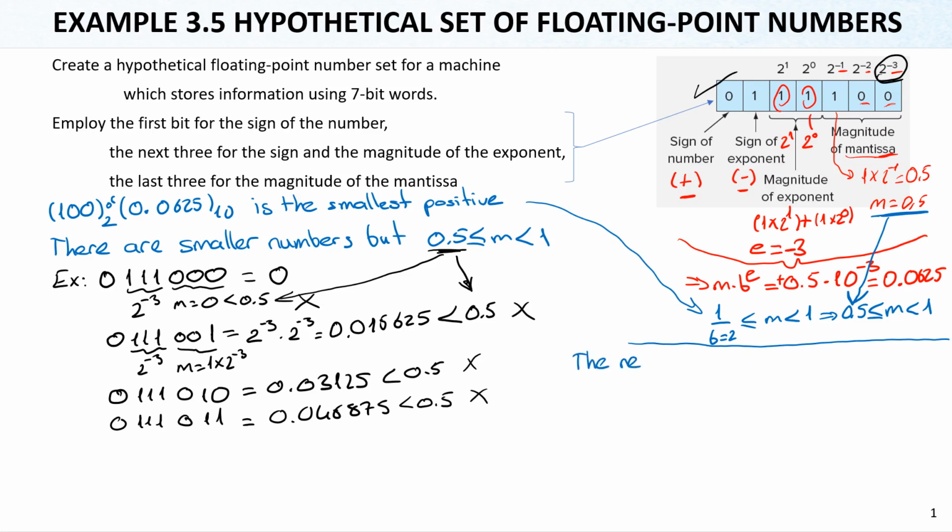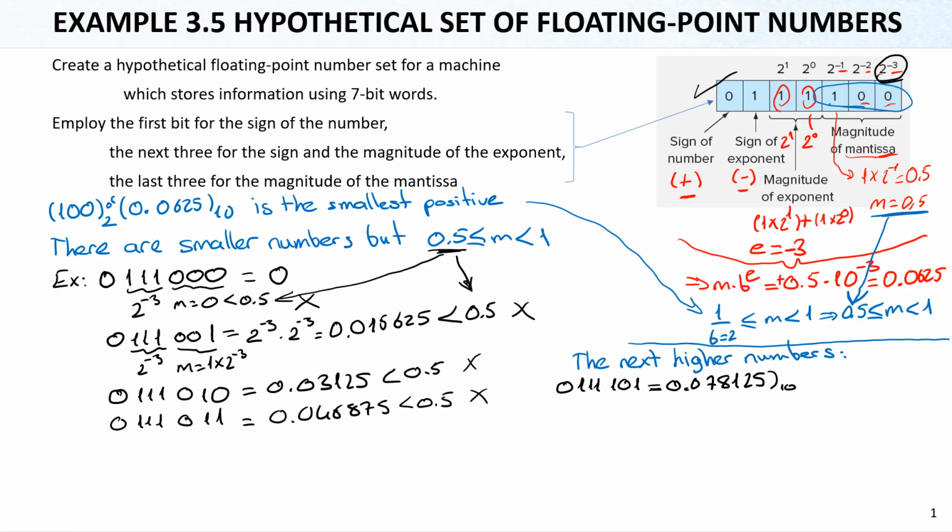The next higher numbers, and for that we will just change this as 101, for example. The first one can be that, and the beginning is the same, 101. And if you calculate this, it is equivalent to 0.078125 in base 10.